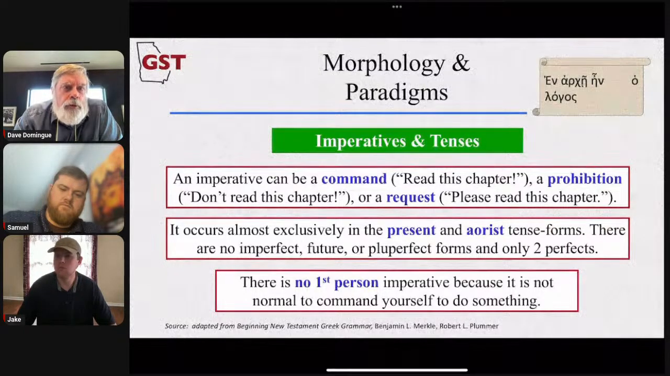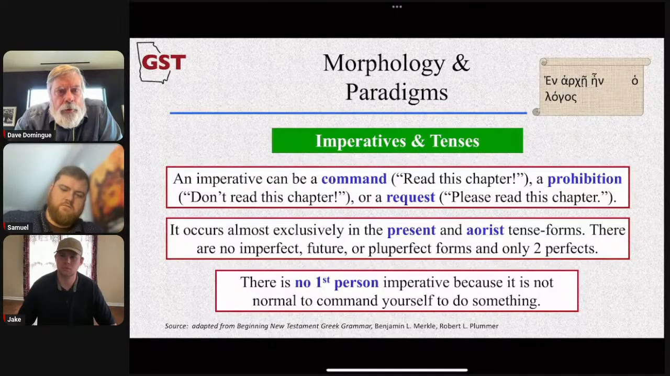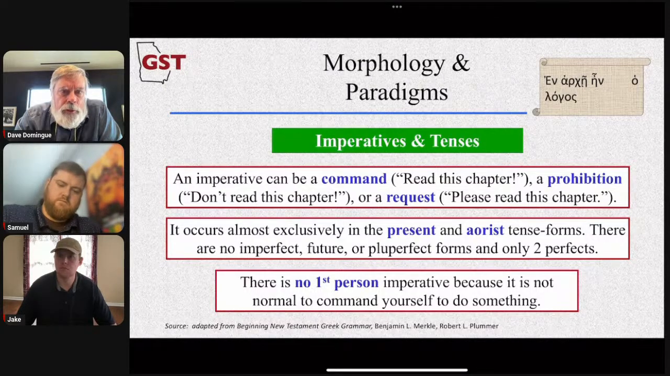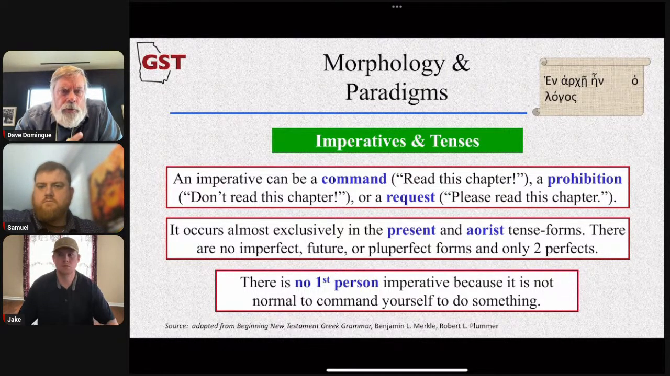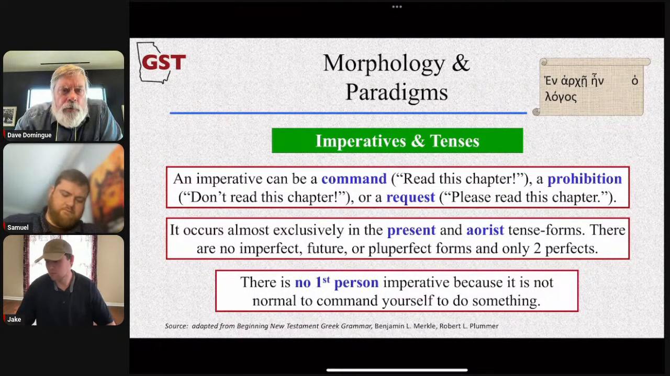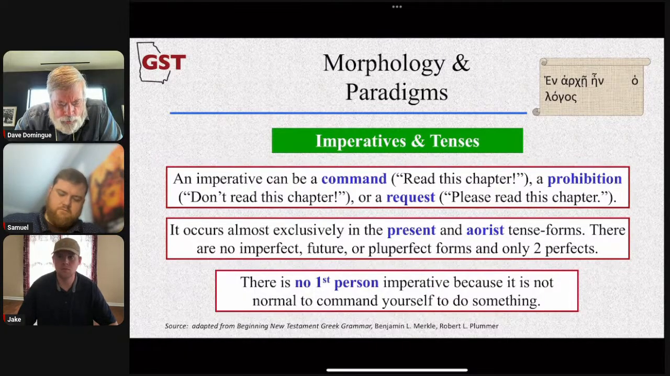It occurs almost exclusively in the present and the aorist tense, but it's also in the perfect tense, but only, I think, there are no imperfect, no future, no pluperfect, and only two perfects. But I think that's actually so. This is the slide that I got from the beginning New Testament Greek grammar.